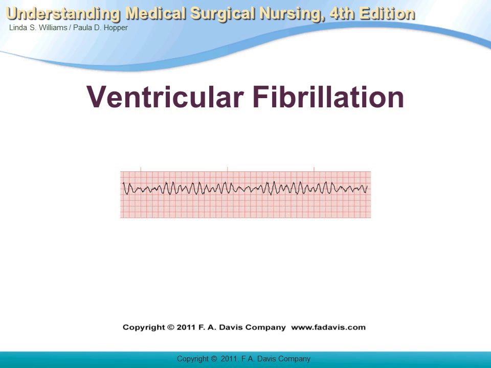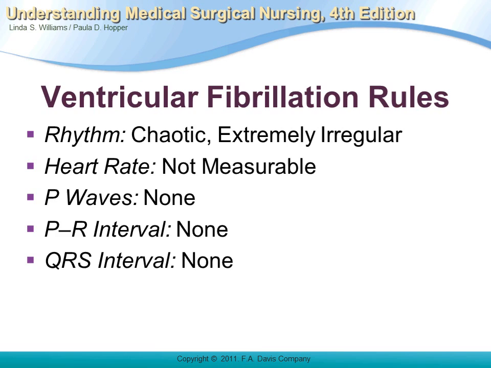So this next one is ventricular fibrillation. The ventricles are just quivering. They are not contracting forcefully. This is not a perfusing rhythm. So the rhythm is chaotic. It's extremely irregular. There is no measurable heart rate. There are no P waves, so there is no PR interval. And the QRS interval, you can't measure that either.